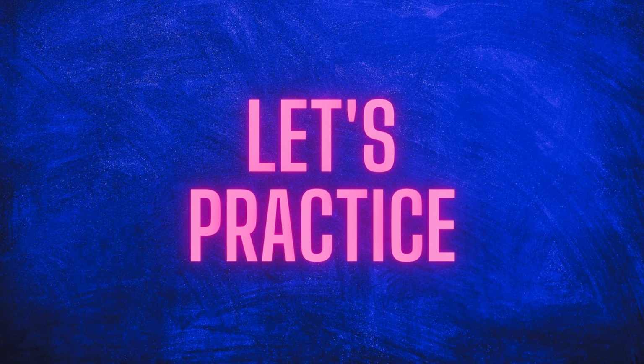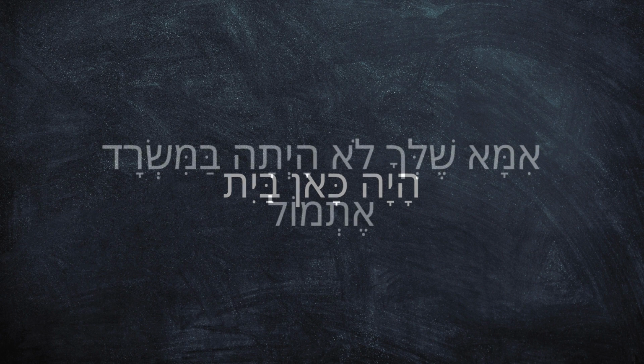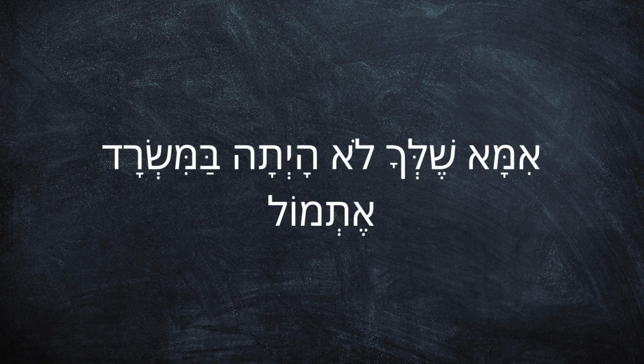Let's look at some examples. Haya kan bait. There was a house here. Please notice how bait is a masculine noun, therefore I'm using haya. Ima shelcha lo haita ba-misrad etmol. Your mom wasn't in the office yesterday. Notice how I added the word lo to change the meaning from was to wasn't, and how I adjusted haya to haita since I was referring to a woman.